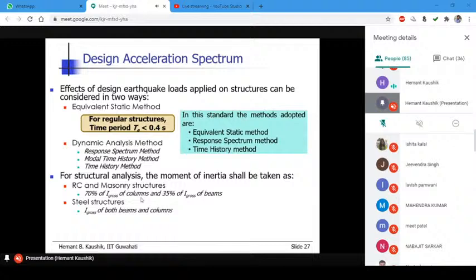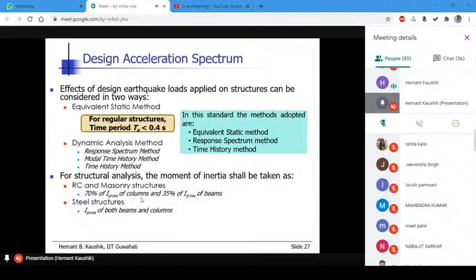So for RC and masonry structures, the moment of inertia of columns can be reduced to about 70%, and for beams, it is about 35% of the gross moment of inertia. So if it's a rectangular section, the moment of inertia is BD cube by 12. But because of micro cracks, because of several movements, because of environmental factors, there is always some damage in the reinforced concrete members, even before being subjected to any loading. Because of that minor micro cracking, the stiffness of these members reduces.